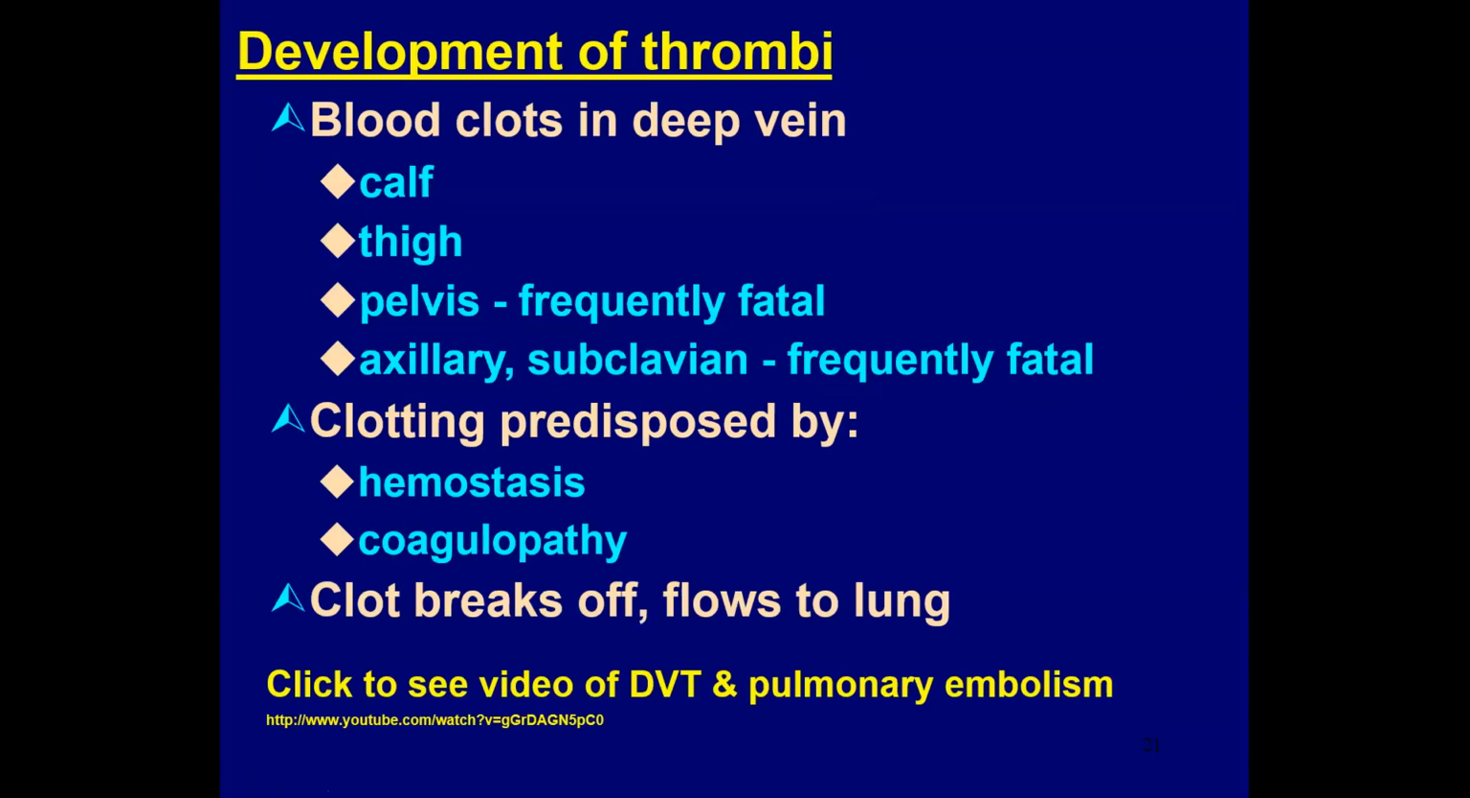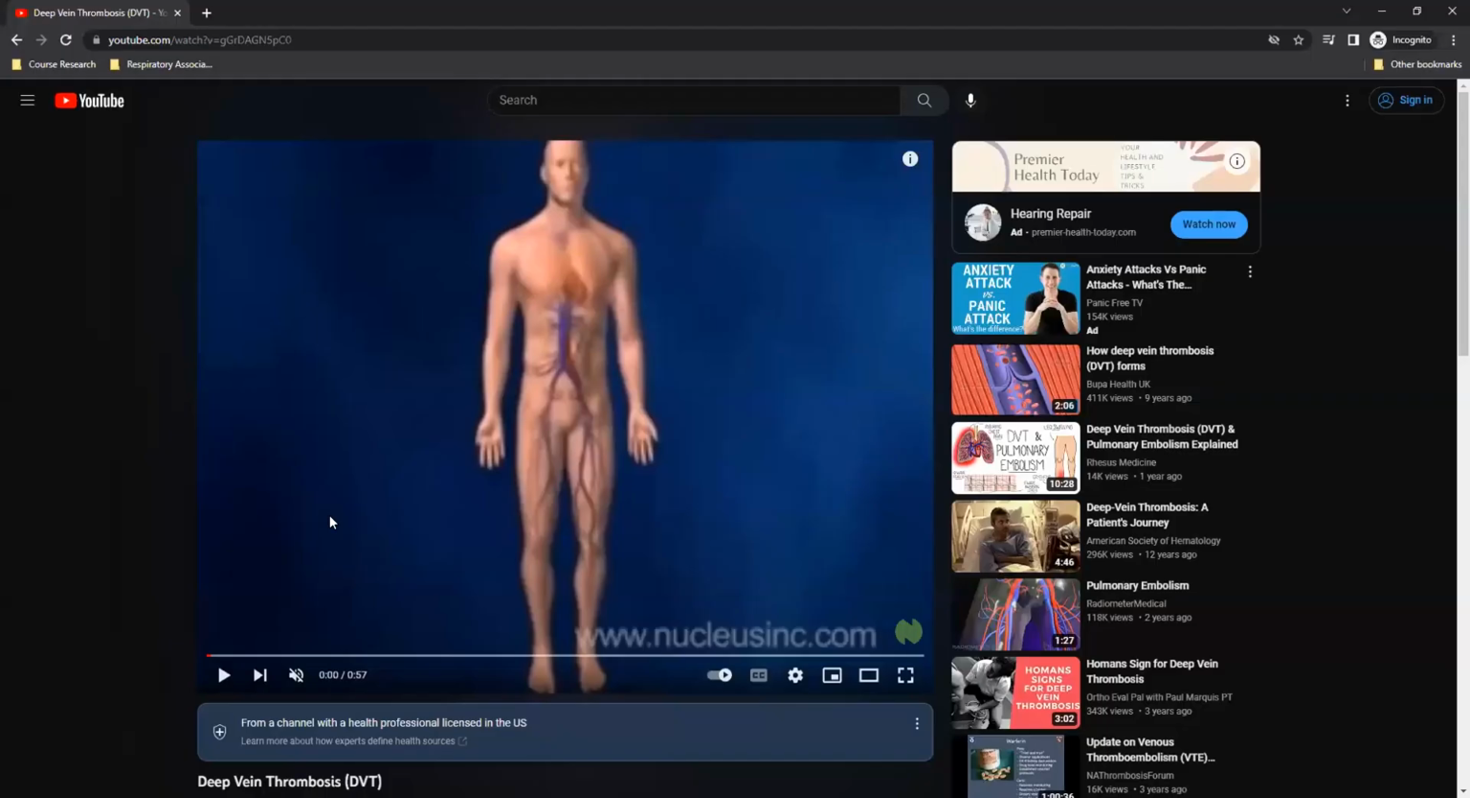Also, clotting is predisposed by, first, hemostasis. Now, that is clotting from immobility, stasis. The blood isn't moving. It is also predisposed by a coagulopathy, where the blood tends to coagulate more frequently. A clot breaks off, then flows to the lung. Now we'll see a video of deep venous thrombosis and pulmonary embolism.